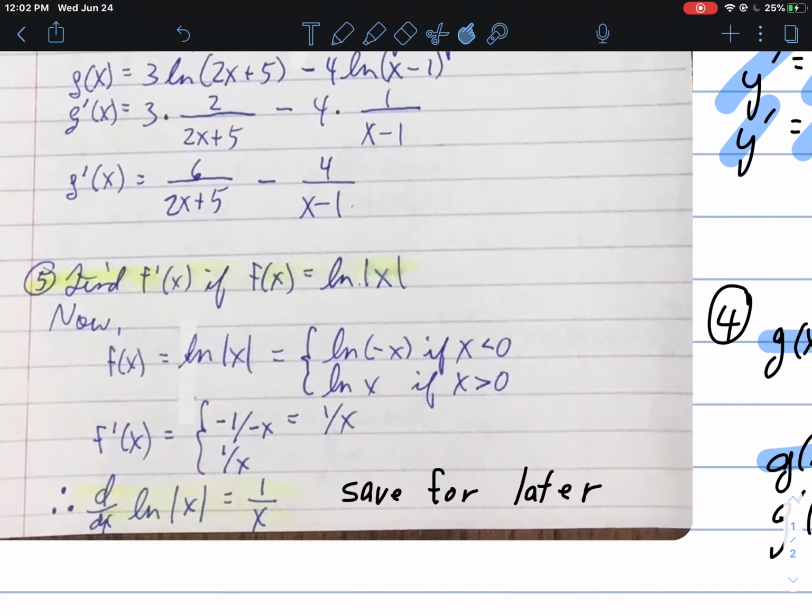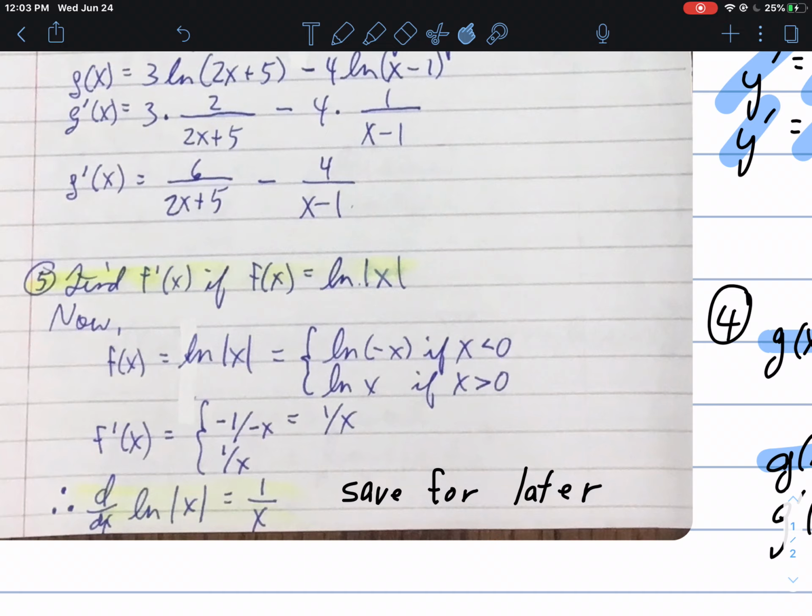Number 5, find f prime of x if f of x equals natural log of the absolute value of x. Now this is something I want to look at for us to use later, when we get to finding antiderivatives or integration, which is the process of essentially reversing everything we're doing now. So if you have the derivative, what is the original function? That's where this is going to come into play. So I want to look at this, because we already know what the derivative of ln of x is. We showed that earlier. That's 1 over x, right?